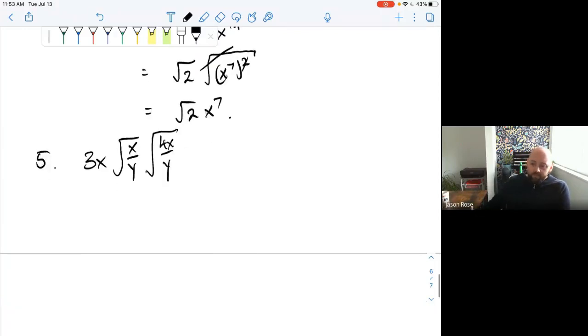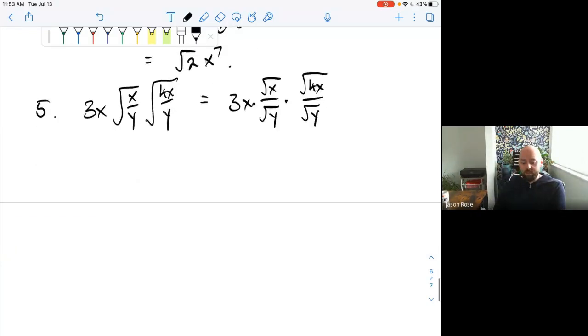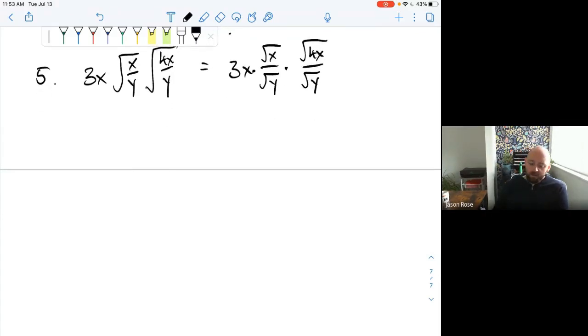I guess based on the rules that we had, no fractions under square roots. First thing I'm seeing is that I might just exercise that property and treat that as root x over root y. Just put in some multiplication symbols here. And this is root 4x over root y. I'm going a slightly longer way about it. I can see a slightly quicker way, but this would be the most natural way to start, I think.